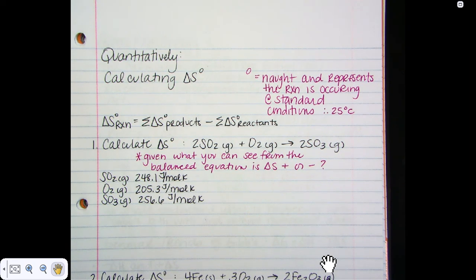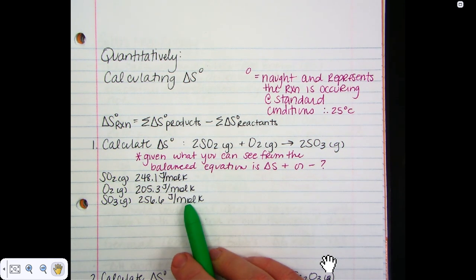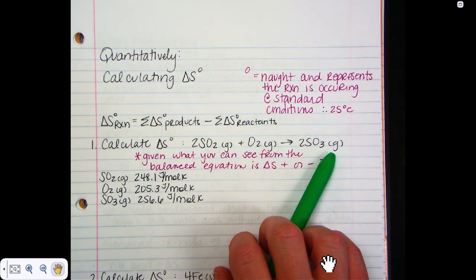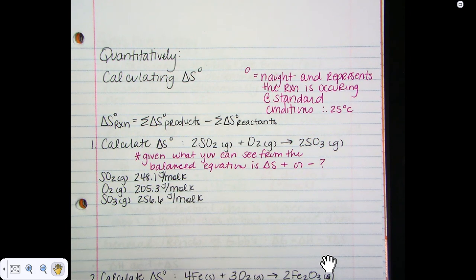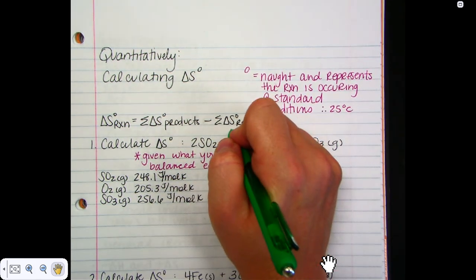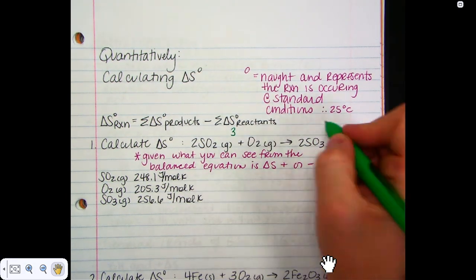2SO2 gas plus O2 gas yields 2SO3 gas. So looking at it first, let's look at it qualitatively and see what, according to the rules that we just used, we would say. So I've got gas, gas, and gas. If it's all gas, I need to consider moles. So I have 2 moles and 1 mole. So this is 3 moles, and I'm going to 2 moles.